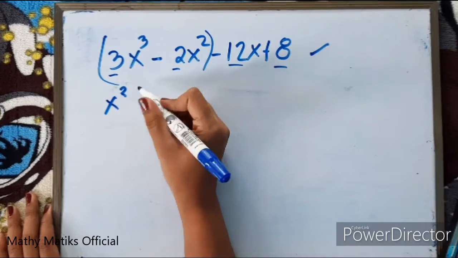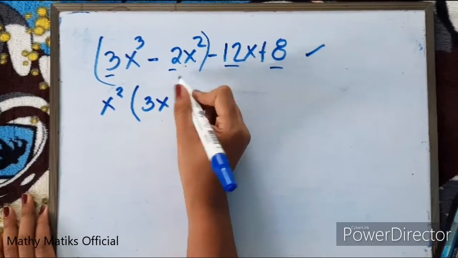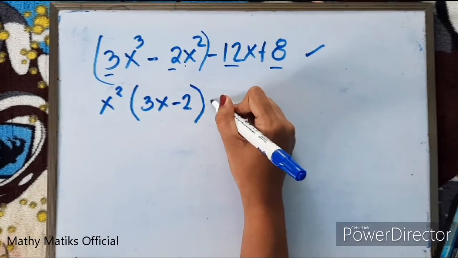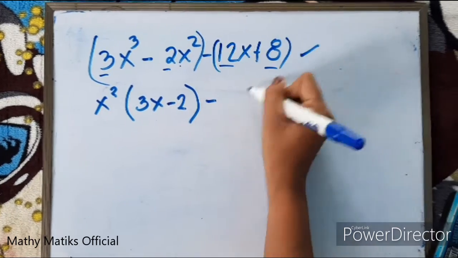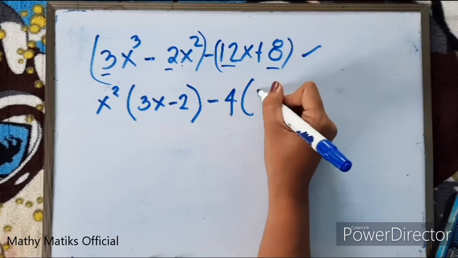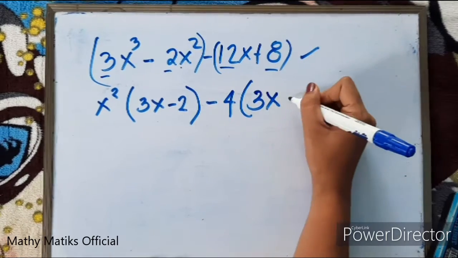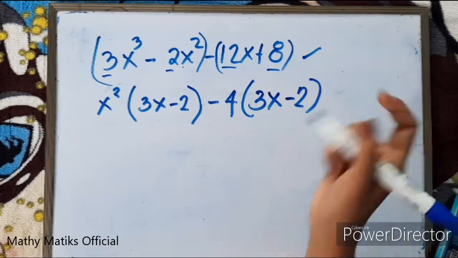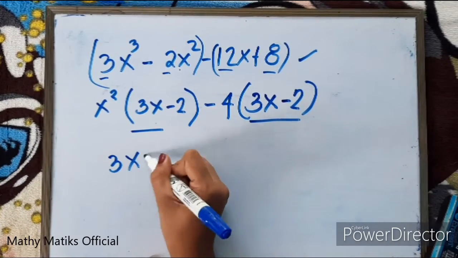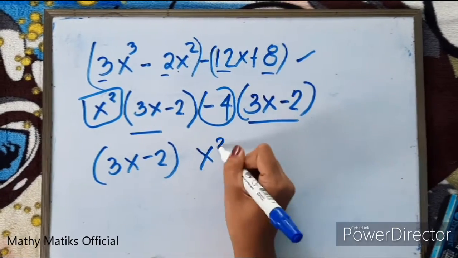Get the GCF. The GCF of 3x cubed minus 2x squared is x squared. Then 3x cubed divided by x squared is 3x. Negative 2x squared divided by x squared is negative 2. And here also, the GCF of negative 12x plus 8 is negative 4. Negative 12x divided by negative 4 is 3x. And positive 8 divided by negative 4 is negative 2. As you can see, we have common terms again. We're going to take 3x minus 2 and combine the other two. We have x squared minus 4.